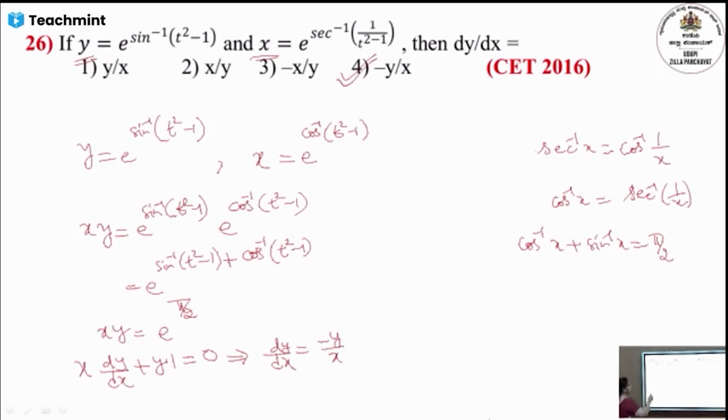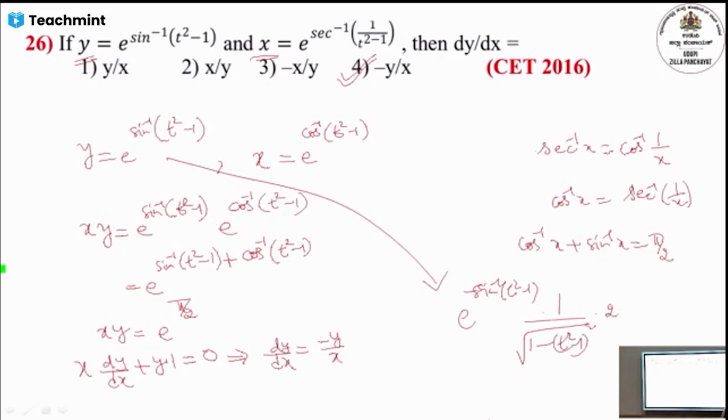So again, as it is, if you differentiate, it's not an ending story, because the derivative of e power sine inverse, then derivative of sine inverse is 1 by root 1 minus x squared, then derivative of t squared minus 1 is 2t minus 1. So it's a lengthy expression. Don't go by this. What you do, there is a parameter t. See if you can eliminate the parameter t. Get the equation in terms of x and y only, then the situation will be easy.